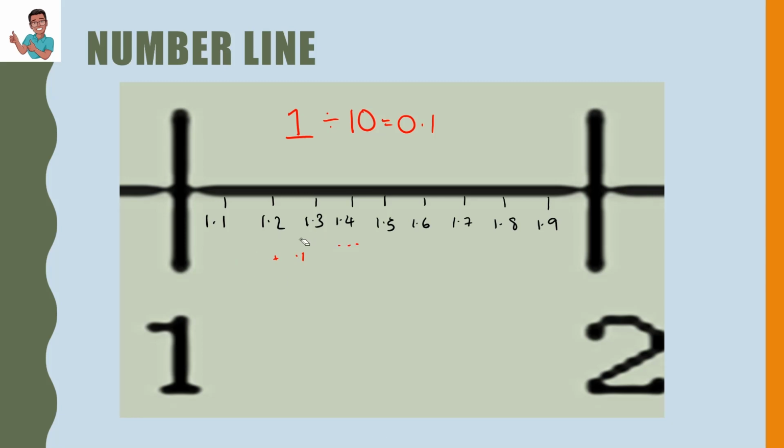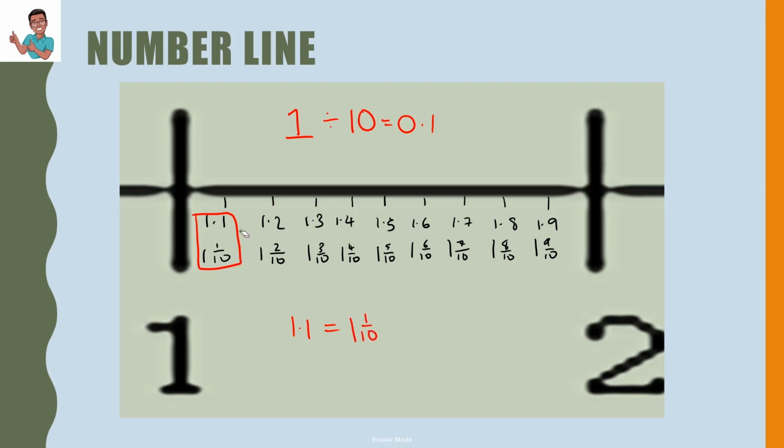Now we can also represent this as a fraction, like this. Let's take this bit for example. 1.1 is equivalent to 1 and 1 over 10. So therefore it can be written in either way.